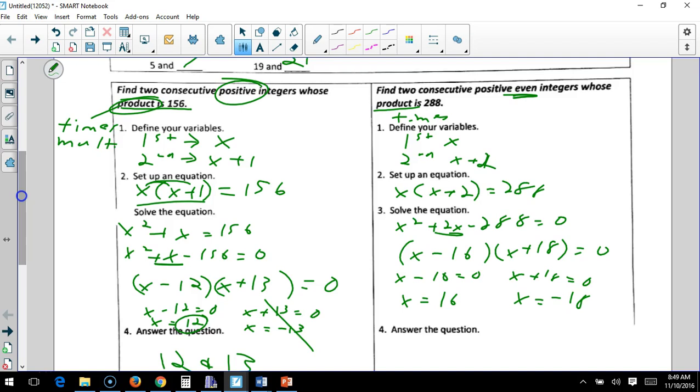Well, once again, I want positive, so I'm going to throw out this one and use 16 and 18. But the beauty of this is, we would do it the exact same way if it said negative. We would just end up using negative 18 instead of the 16. And the next even number after negative 18 would be negative 16, because we're going to the right.